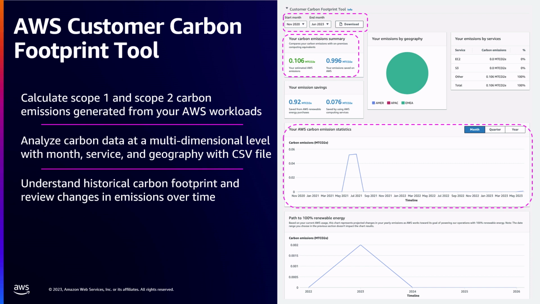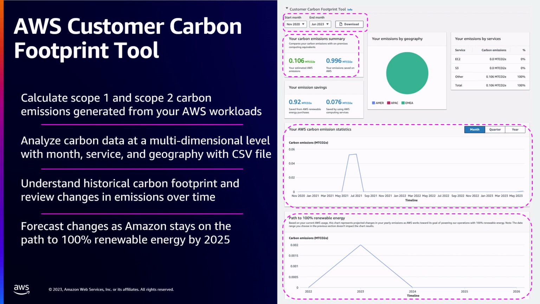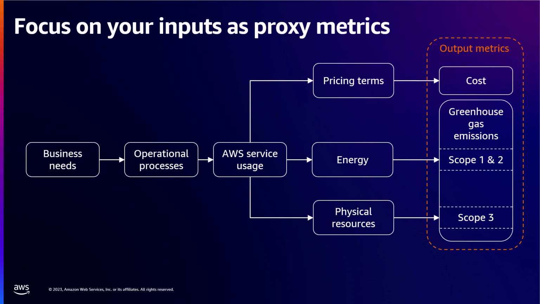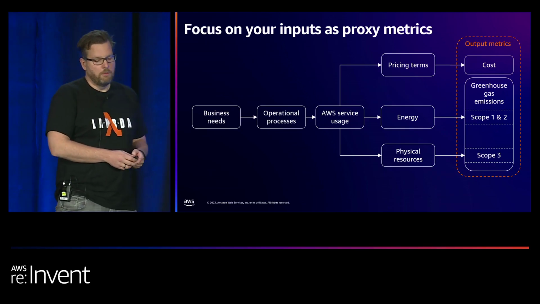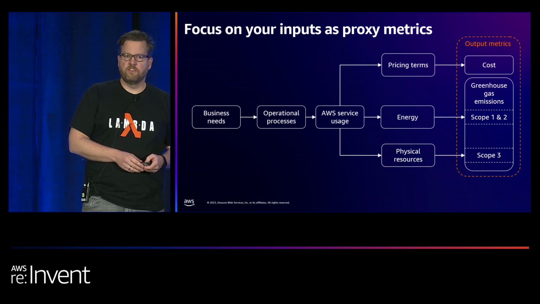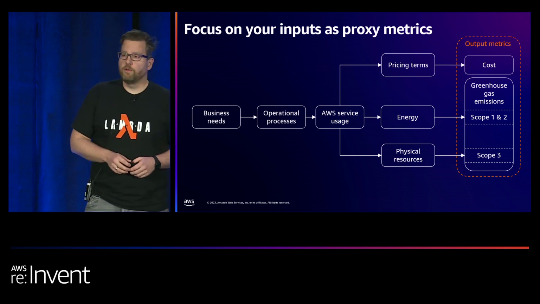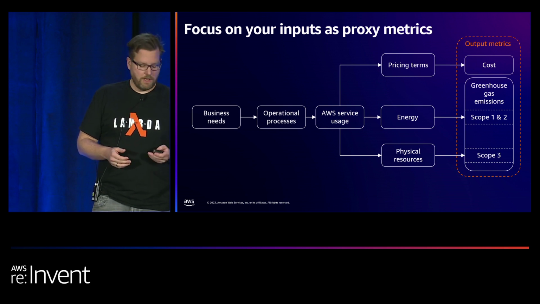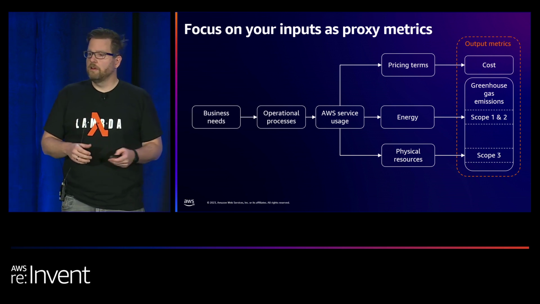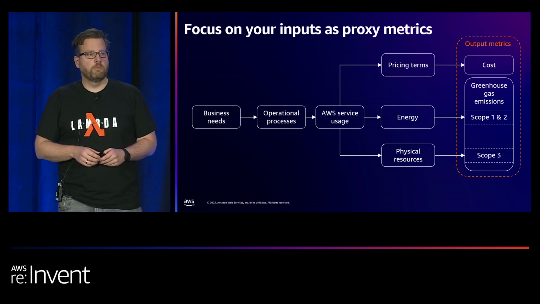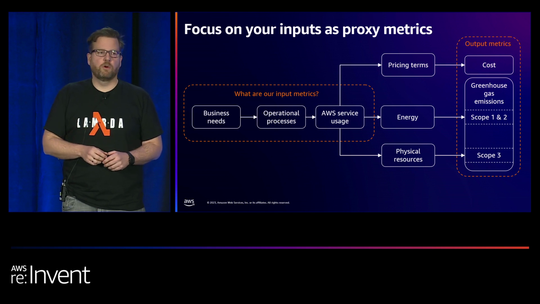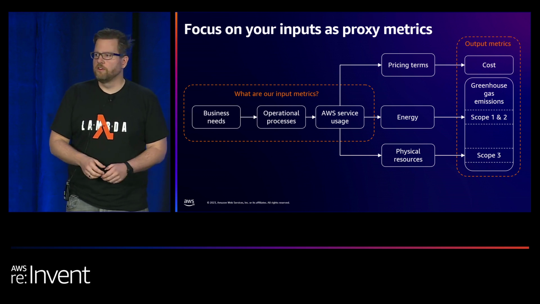And you can also forecast changes as Amazon stays on a path to 100% renewable energy use, and also depending on your service usage. To collect and process all the data necessary for accurate reporting, the tool has a lag of 3 months until a month is available in the tool for you to view. But a practice of continuous optimization cycles calls for more fine-grained and timely metrics. For this, you can complement the carbon emissions reported by the AWS Customer Carbon Footprint tool with input metrics that you can use as a proxy for the output of carbon emissions.